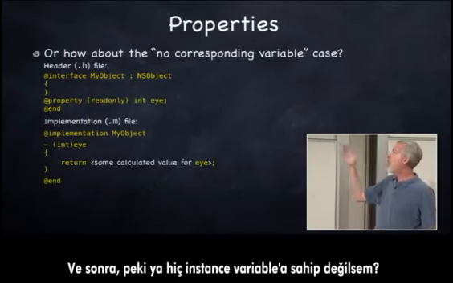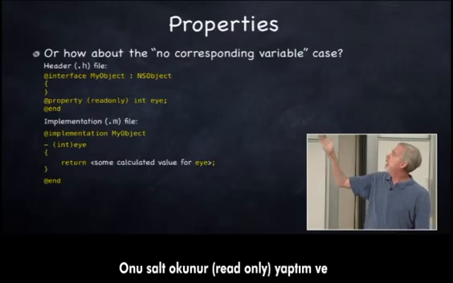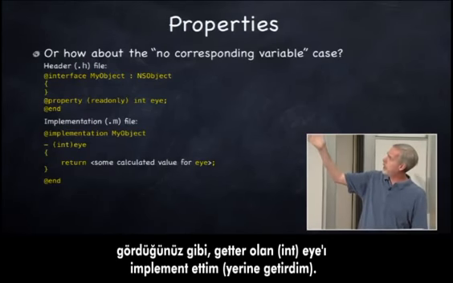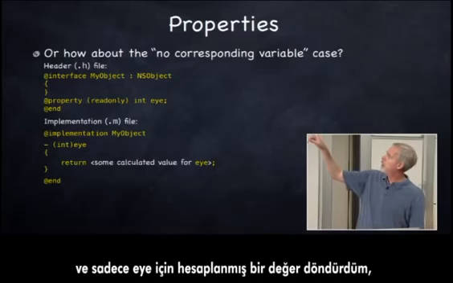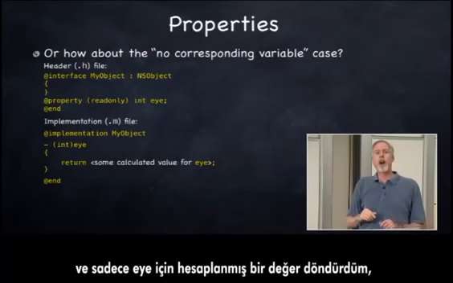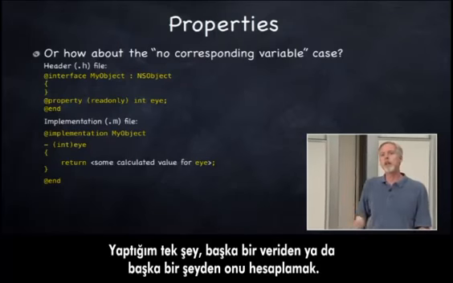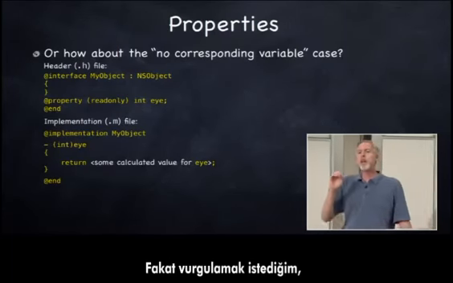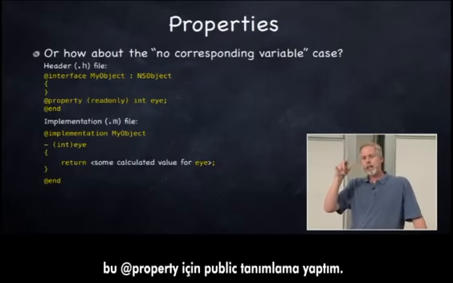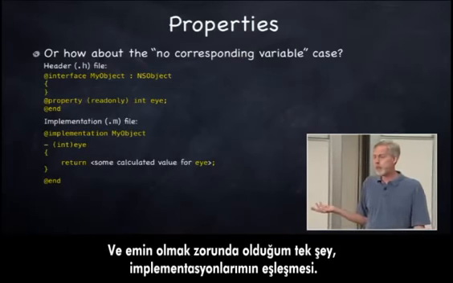And then what if I had no instance variables? Here I've made it read-only. And see, I just implement -int I, which is the getter. And that's all I'm required to implement because it's read-only. And I just return some calculated value for I. I'm not returning an instance variable. I'm just calculating it from some other data or something. All perfectly allowed, perfectly reasonable. But the point is, I've made a public declaration of this @property that people can use this dot notation to get and set the values. And I just have to make sure my implementation matches.